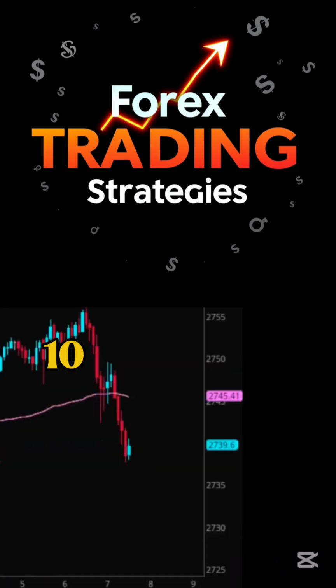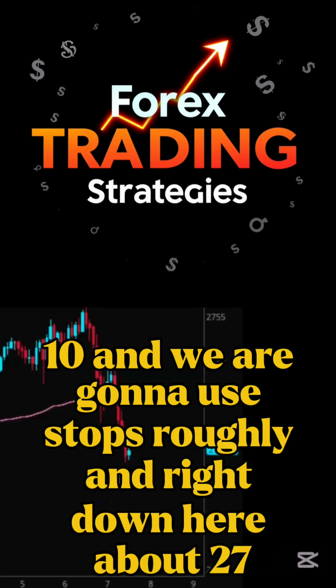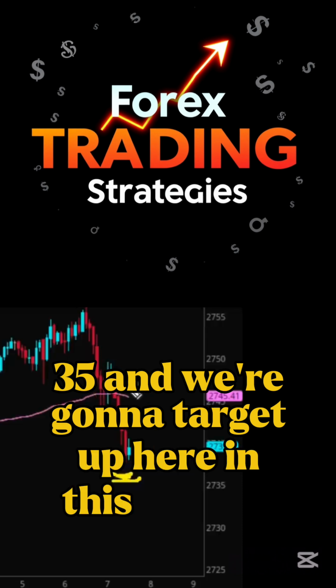27.40.10. And we are going to use stops roughly right down here about 27.35. And we're going to target up here in this area.